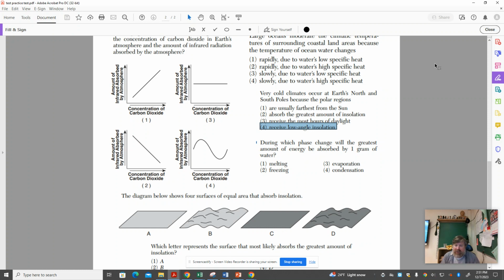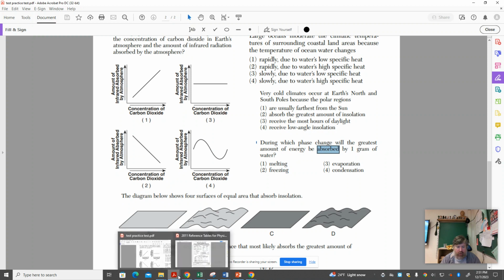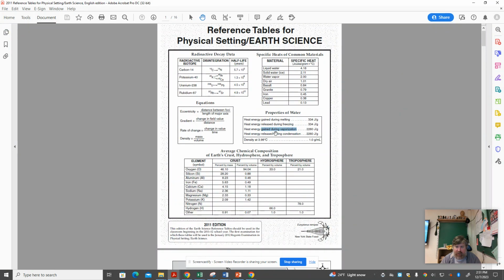During which phase change will the greatest amount of energy be absorbed? That word right there is key to getting this one right. The greatest amount of energy absorbed by a gram of water. And all those phase changes, again, are listed right here. So it's either gained or gained. Those are your two answers.